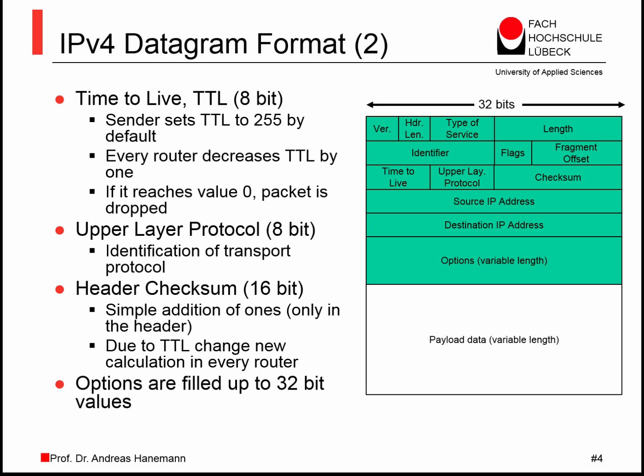Afterwards, there is the header checksum. Its calculation is relatively simple and is basically a summarization of ones. The checksum relates only to the header. It has to be changed on each router because the TTL field is always decreased. At the end of the header, there can be options. For example, options may influence the path by specifying routers which have to be used along the path. Finally, there is a payload.